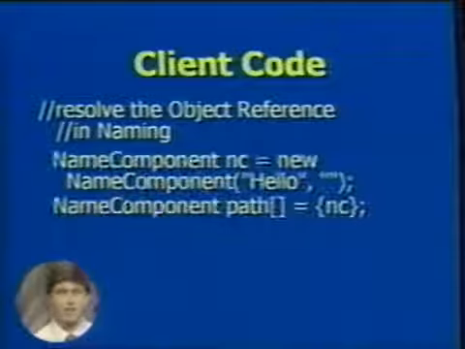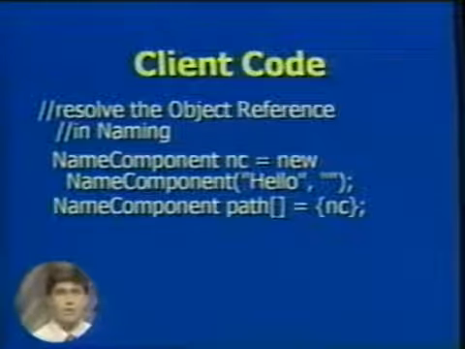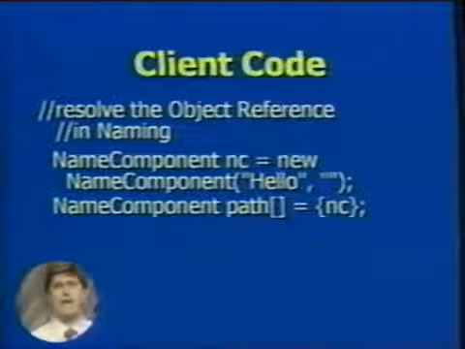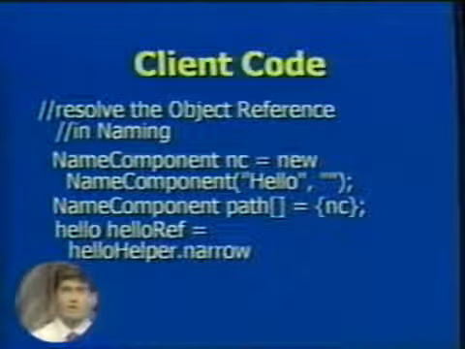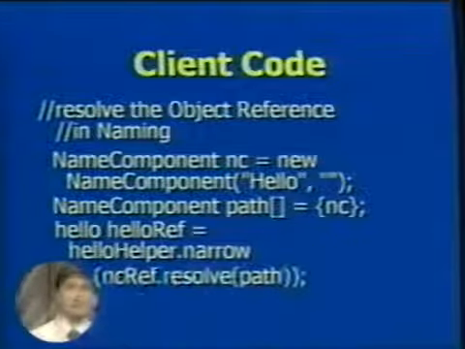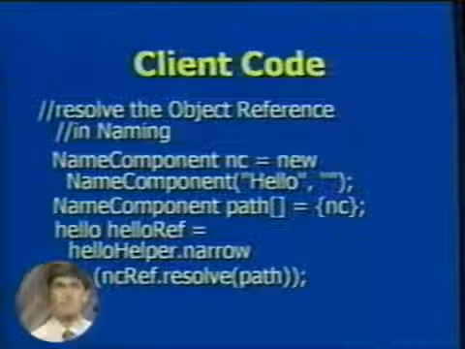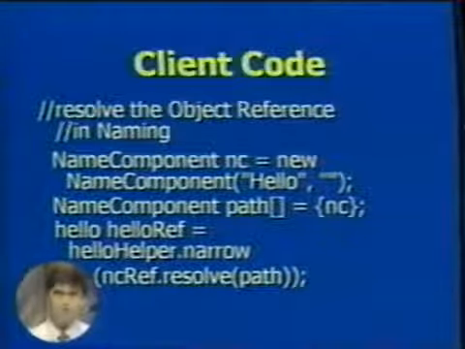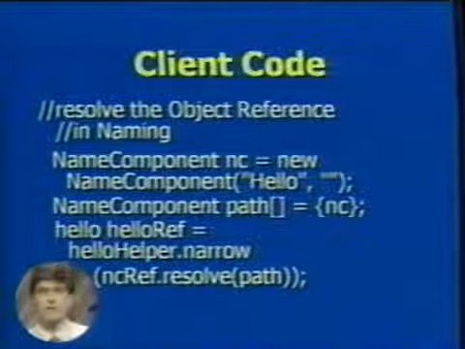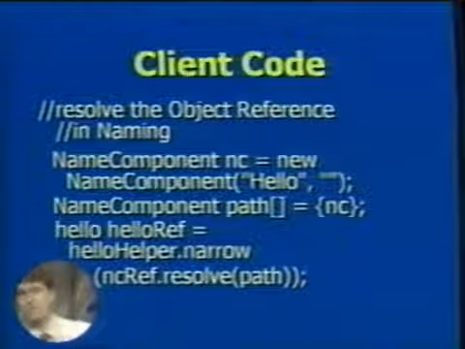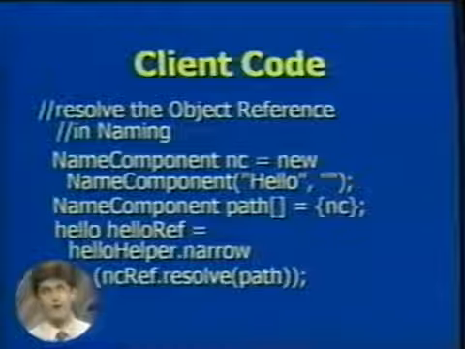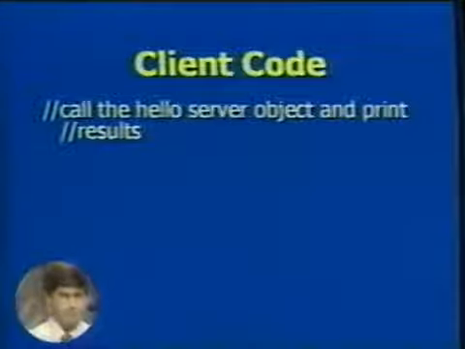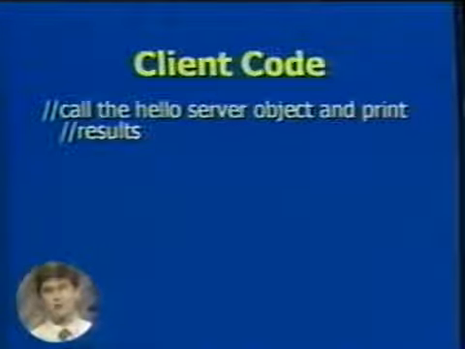We're going to say NameComponent nc equals new NameComponent and pass the name. And we're going to get the return values of that and pass that to our HelloHelper.narrow and pass our ncref.resolve followed with our array of paths that we got in the previous method. So now once we have all this set up, we can call the hello server object and print out the results.